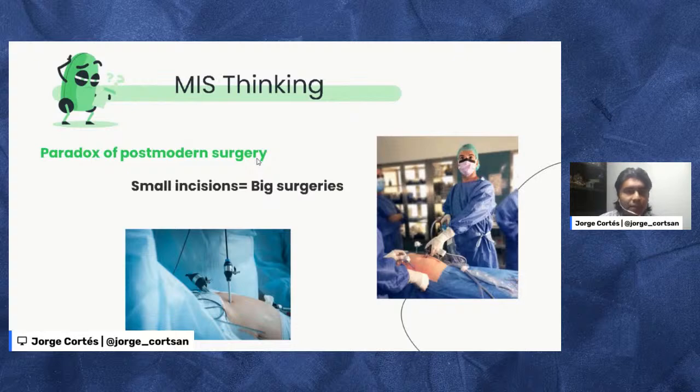Nowadays we have some kinds of thinking. For example, we have design thinking in the engineering area. So now we're going to have MIS thinking. The MIS thinking follows the paradox of postmodern surgery. This paradox is commanded by small incisions, by the equation that says small incisions equal big surgeries. This is the beautiful paradox of postmodern surgery: something small equals something big, that is the surgery by the doctors.